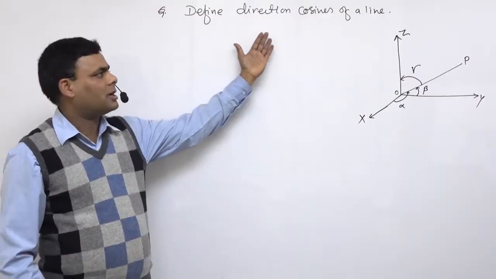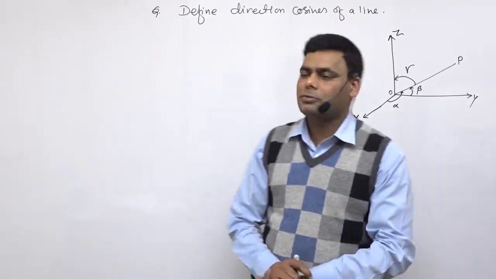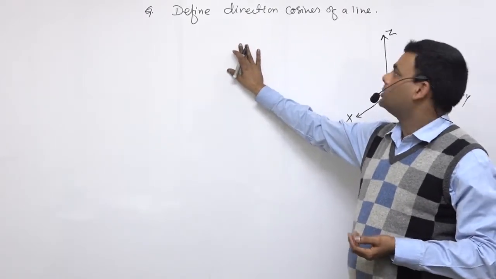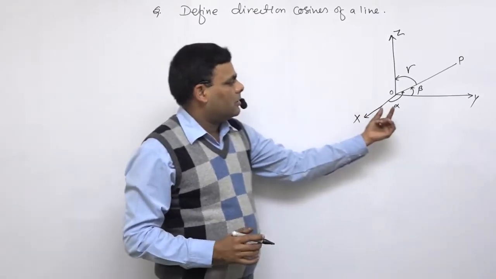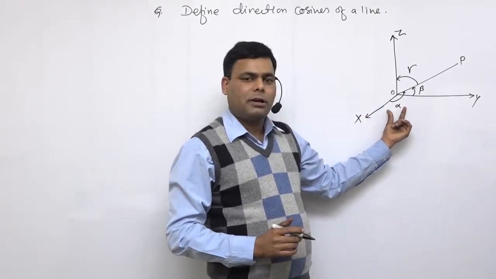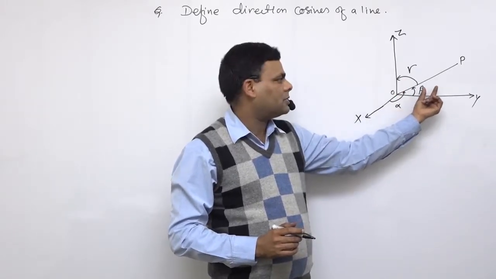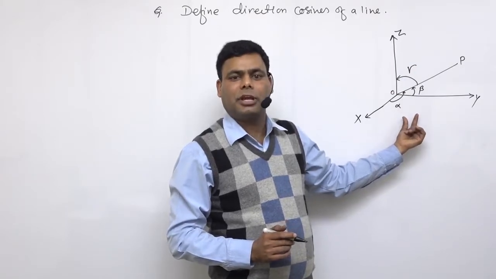Define direction cosines of a line. Our new part, the second part of this coordinate space, is this. We have to define first of all the direction cosines of a line. If a line makes angles alpha, beta, gamma with the x-axis, y-axis, and z-axis, then these angles are known as direction angles.